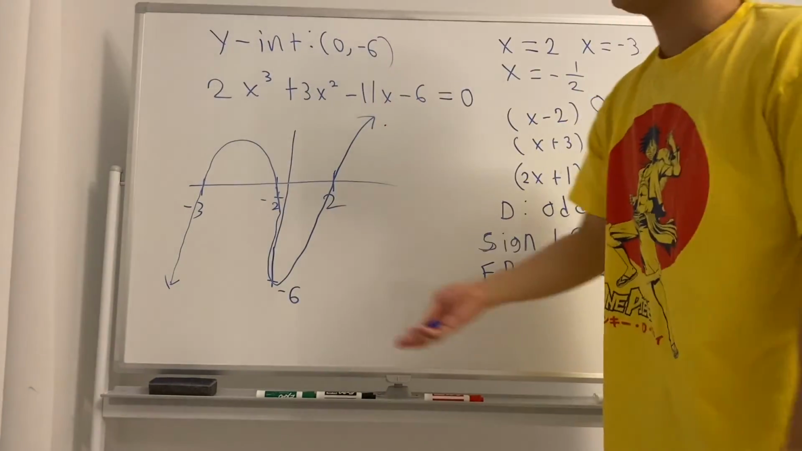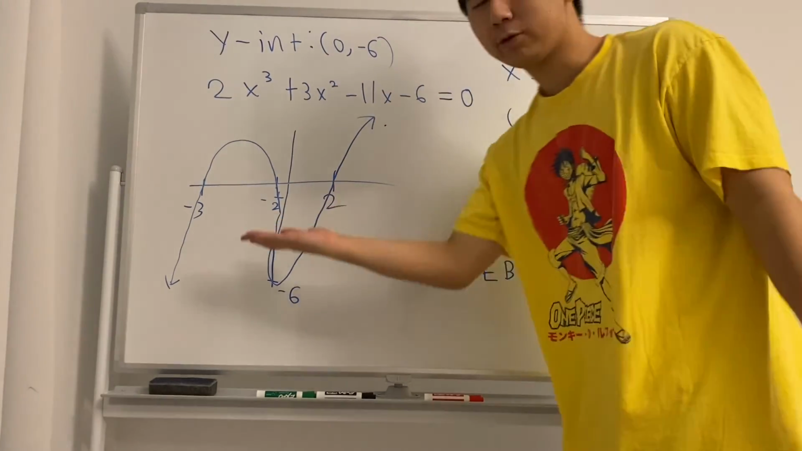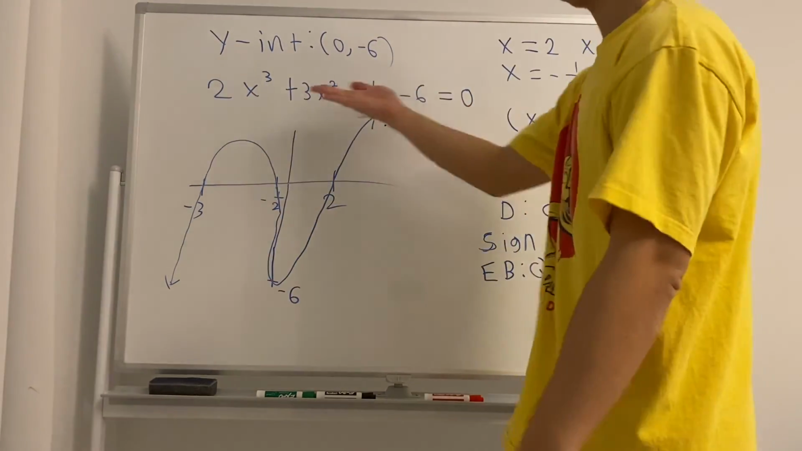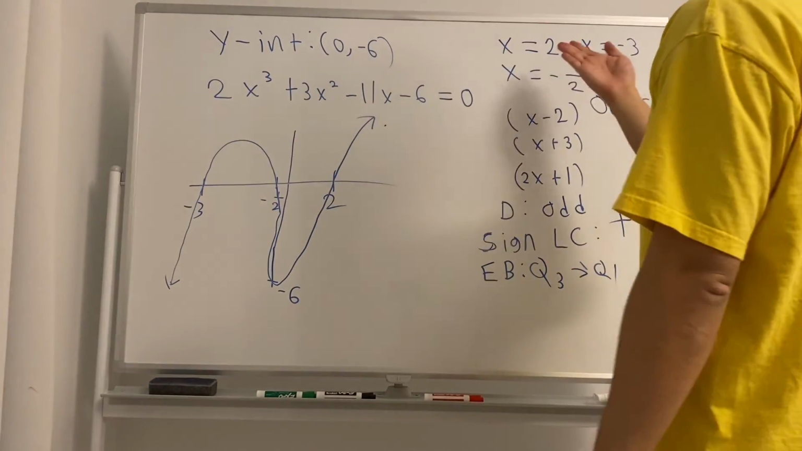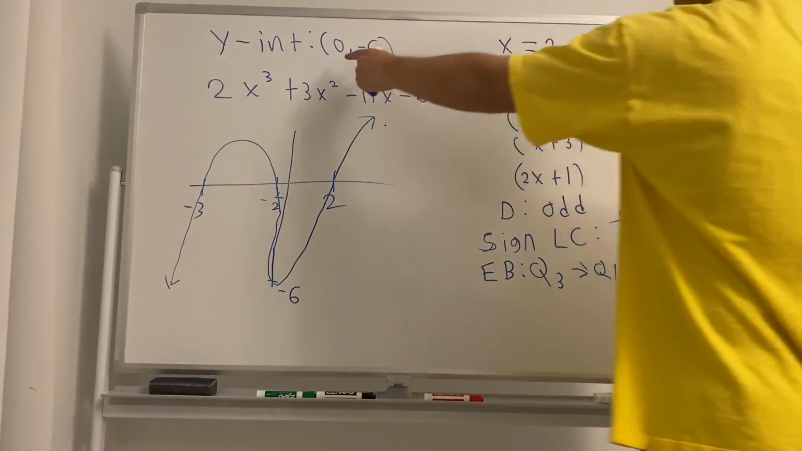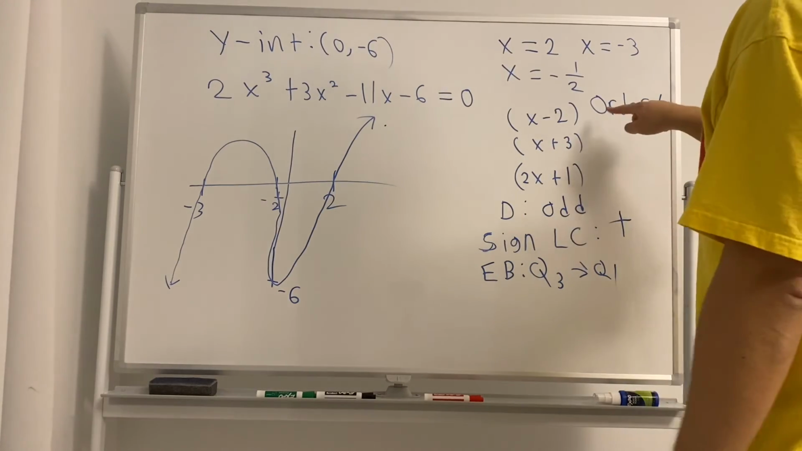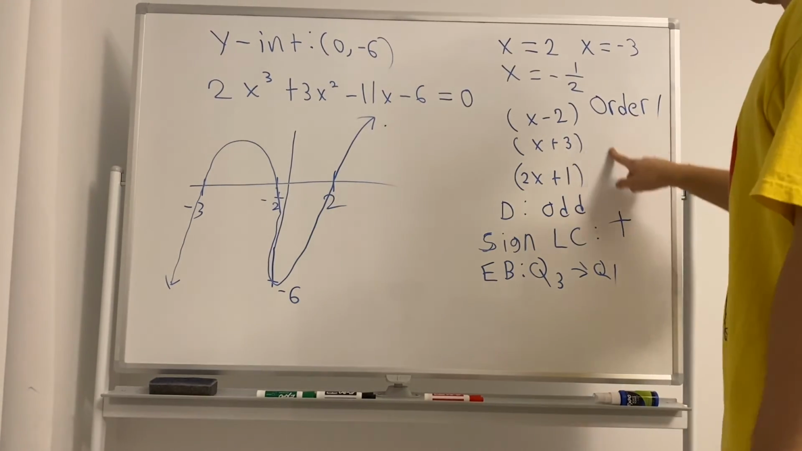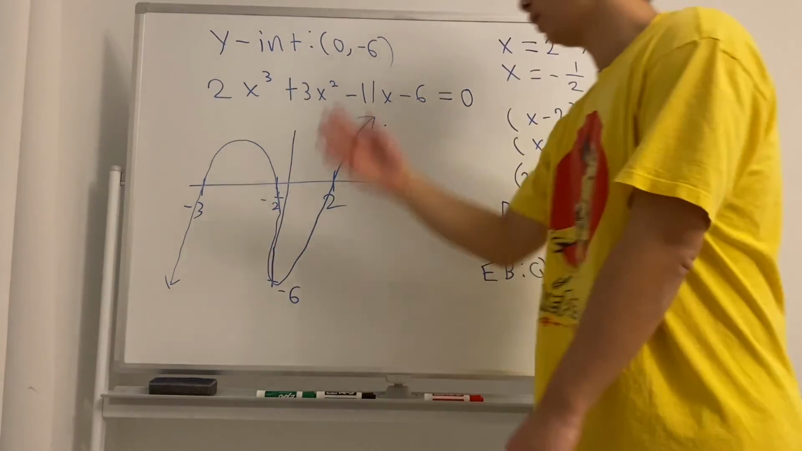So this is a sketch of the function, and in order to do this, we used the factor theorem to factor this. After we factored it, we found our x-intercepts by setting our factors equal to 0. We found our y-intercept by plugging in 0 for x, and we know that the order is 1 for all these factors. Then we found our end behavior, and then we just sketched. So that's how we solved this question.